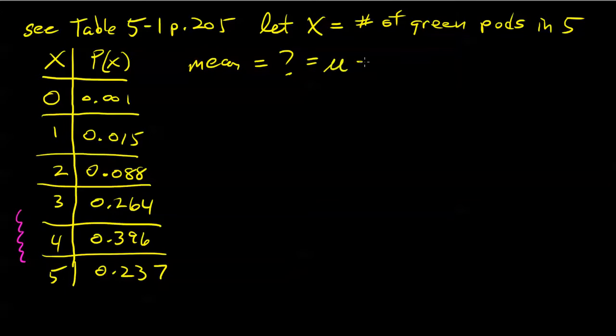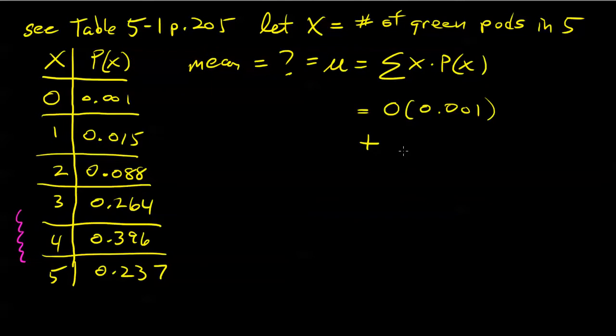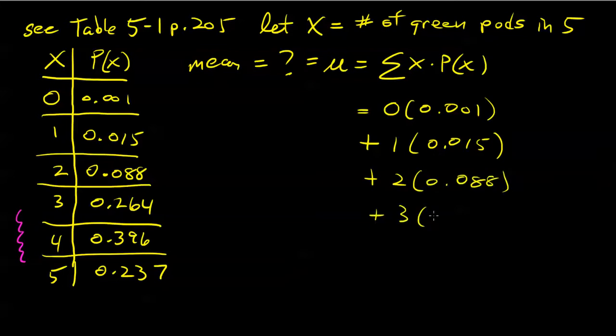The mean equals mu equals the summation of x times p of x. So all we'll do is take each x value and weight it, or multiply it by its associated probability, and add up all those products. This is a little tedious. Let me write it all out here nice and clear. Of course, you'll probably want to use your calculator to maximum advantage here and let the calculator do most of the work.